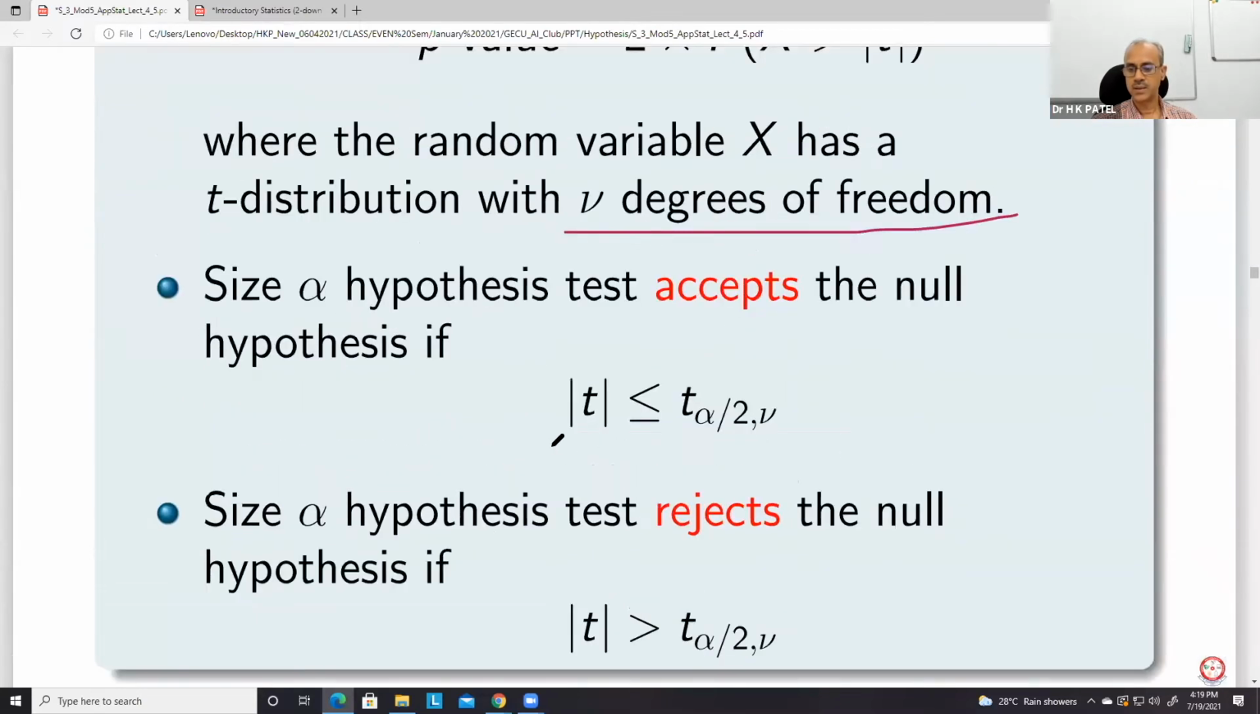And then this is just the same thing as I've told you. If t lies between minus t alpha by 2 and t alpha by 2, we accept the null hypothesis. And if t is greater than t alpha by 2 or t is less than minus t alpha by 2, we reject.